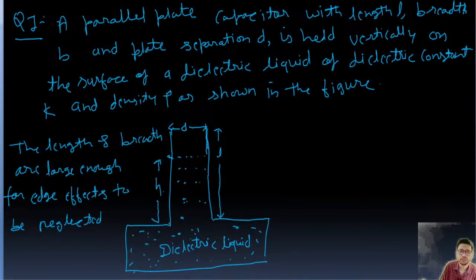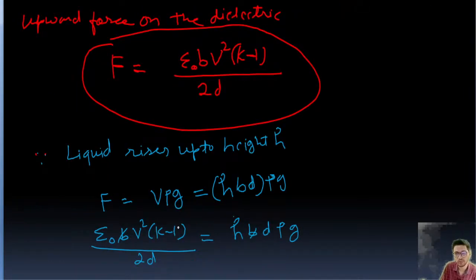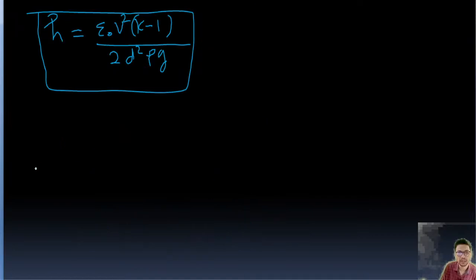Next, we know that the liquid is rising up to height h, and that force is equal to V rho g, where V is the volume, that is h b d, height into width into breadth, right? So h b d into rho g. We put the value, equate this F equal to this, and from there we found the value of h.